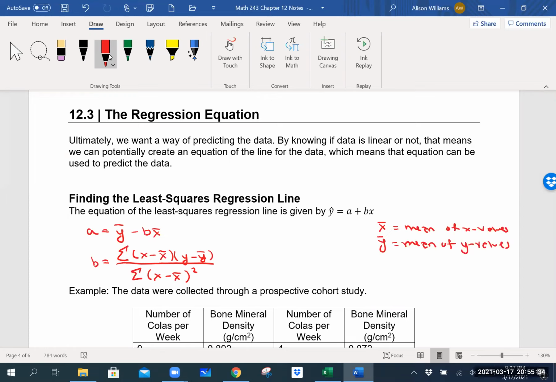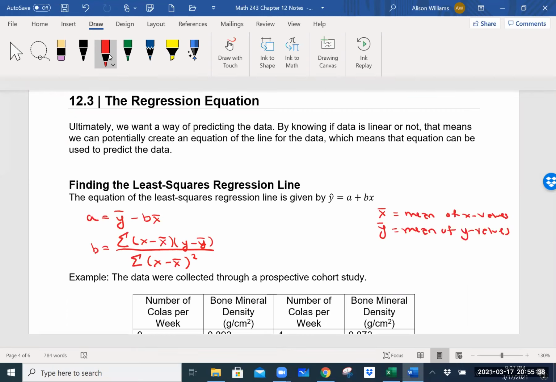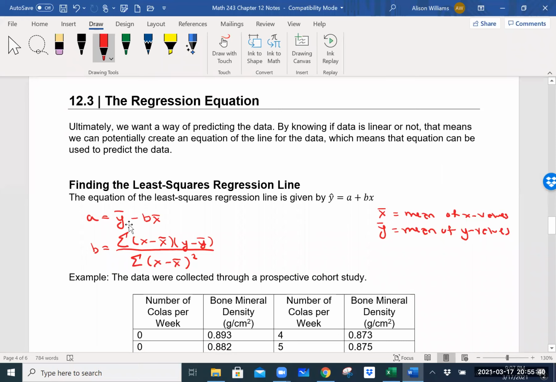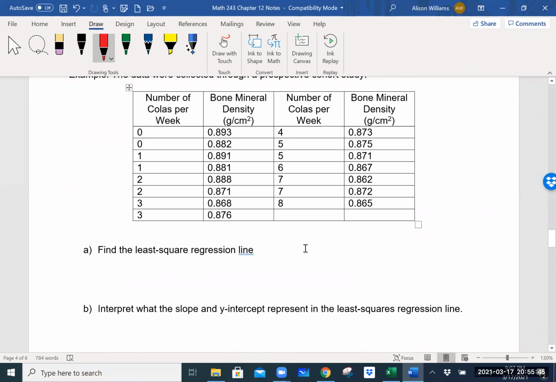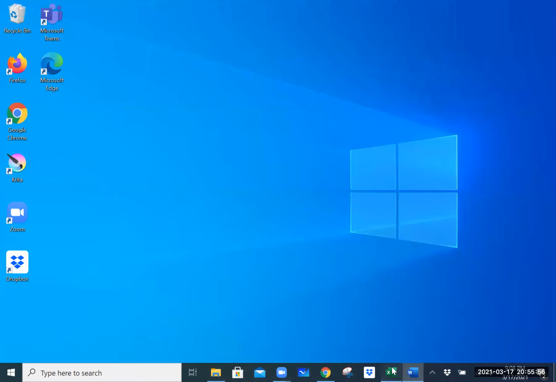Lucky you. All right, so we actually looked at this example last time in the last video when we talked about graphing using a scatter diagram. So I'm going to go ahead and continue using this data, and I want to find the least squares regression line. So I'm going to do that on both Excel and Google Sheets. So let's start with Excel.